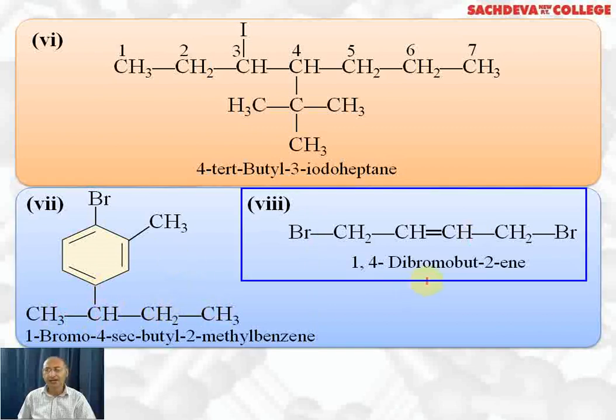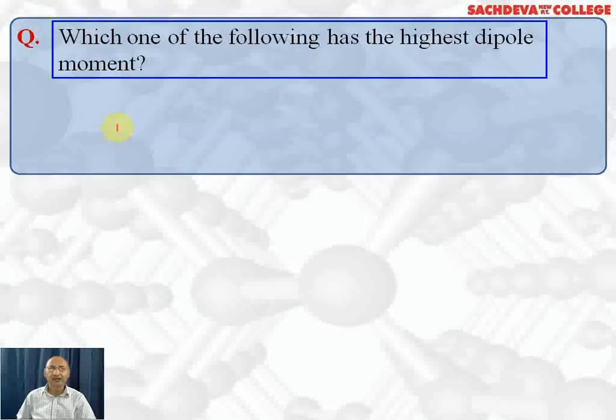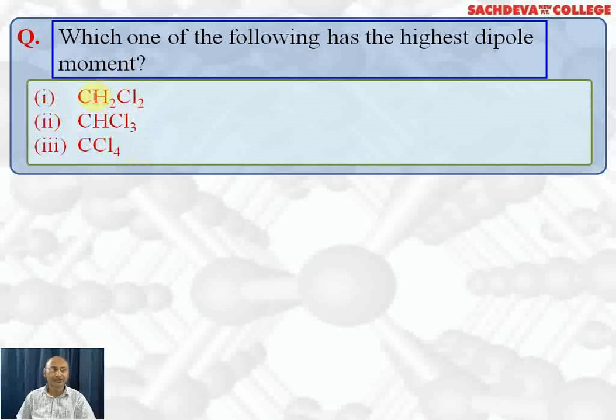This is 1,4-dibromobutene. So this is 4 carbon atoms in a straight chain, Br at first and fourth, and a double bond in the center. Next, which of the following has the highest dipole moment?